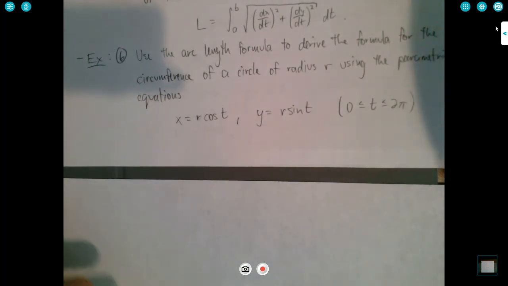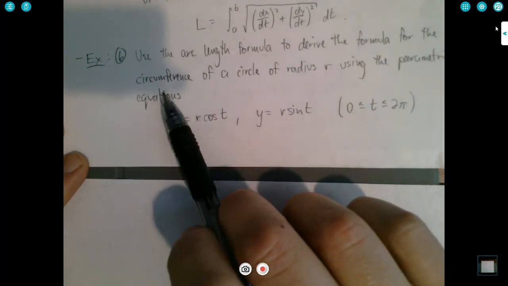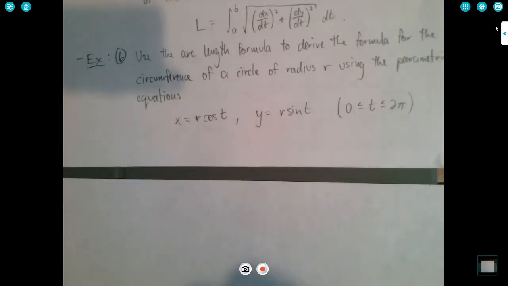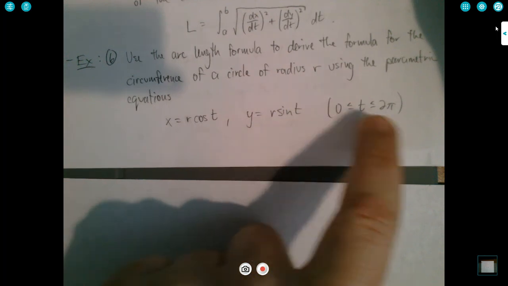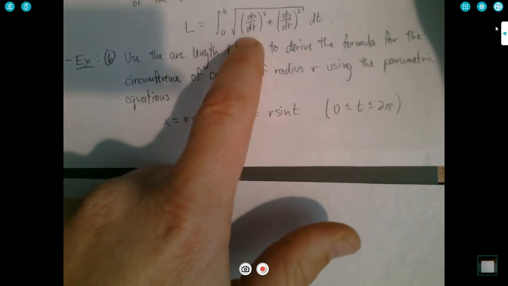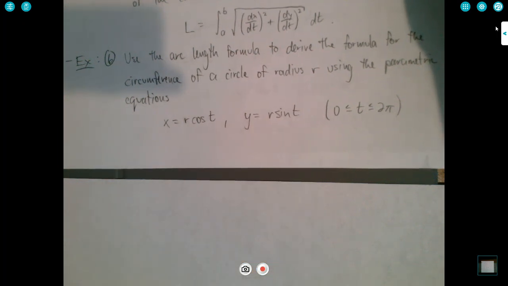So we want to use the arc length formula to derive the formula for the circumference of a circle, right? Because what is the circumference? It's just the arc length of the entire circle. So we're going to integrate from 0 to 2 pi the square root of (dx/dt) squared plus (dy/dt) squared, and that's really all there is to it. So let's do that.